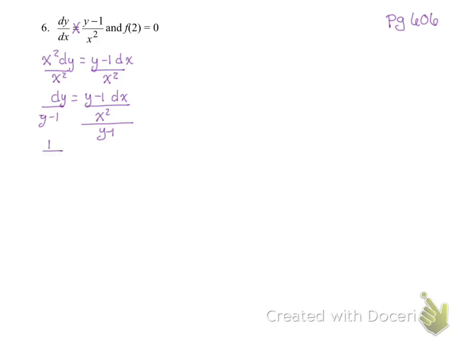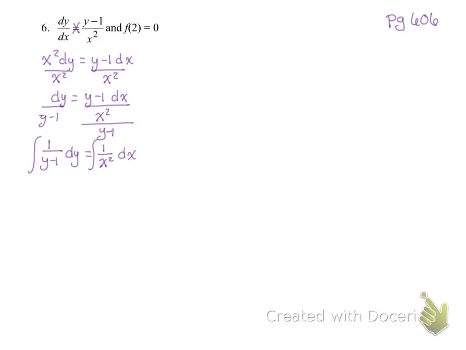So you get 1 over y minus 1 dy is equal to 1 over x squared dx. Y's are on one side, x's are on the other. Now we can integrate, so we're going to integrate both sides.